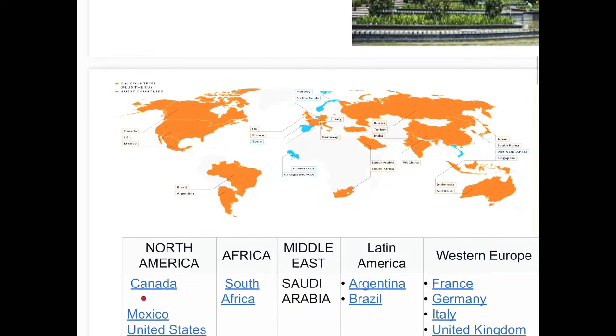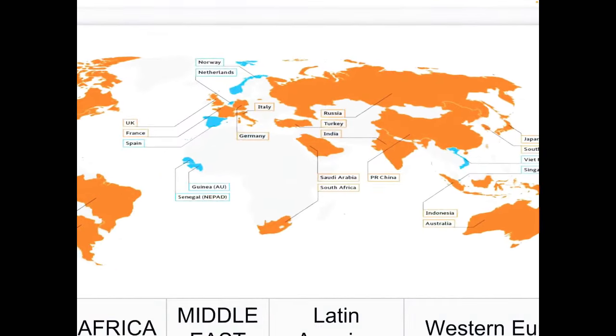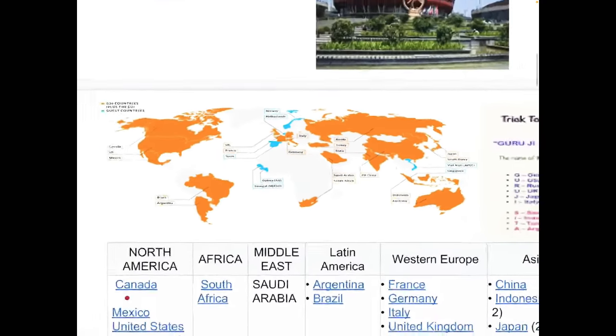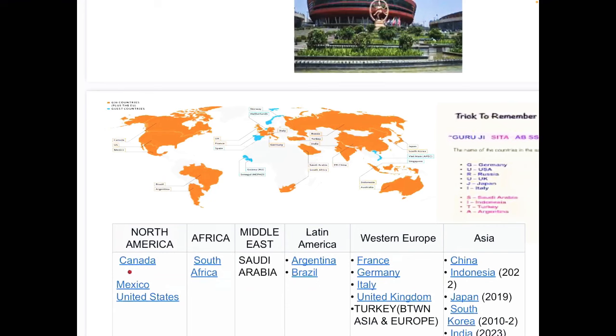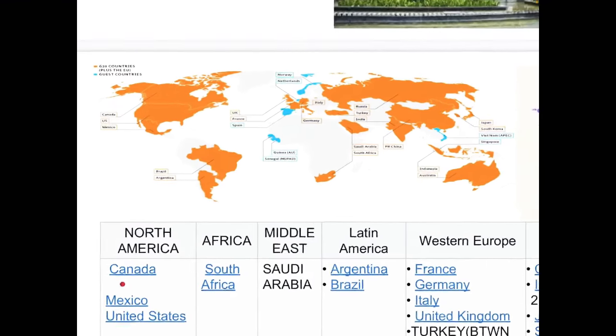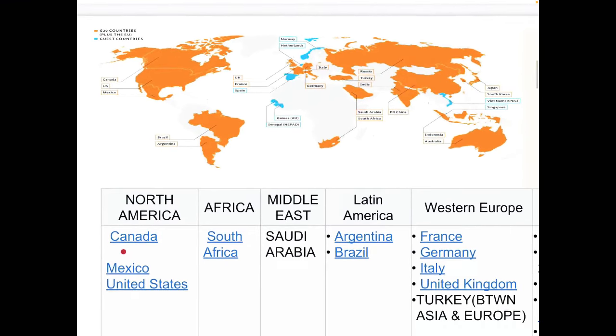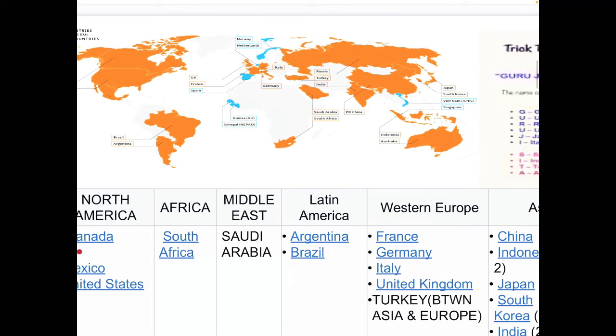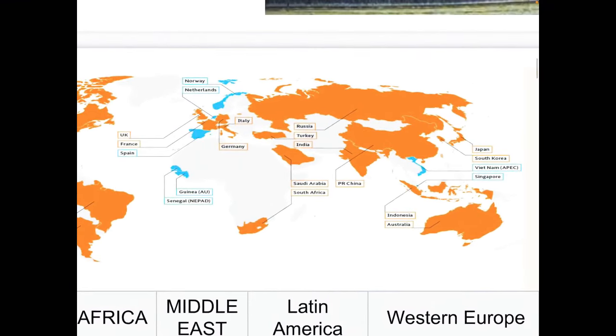In the Middle East, only Saudi Arabia is there. You can see Saudi Arabia here. In Latin America, there are 2 countries, Brazil and Argentina. In Western Europe, there are France, Germany, Italy, and the United Kingdom.